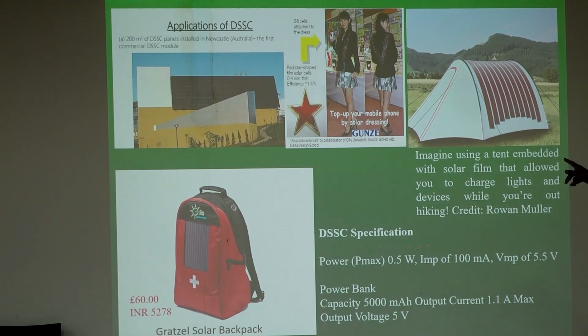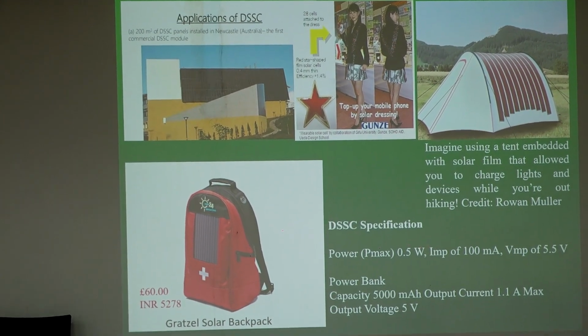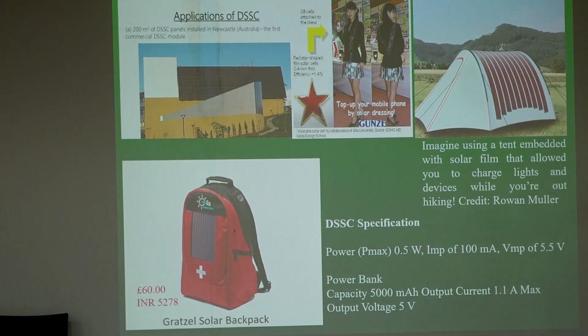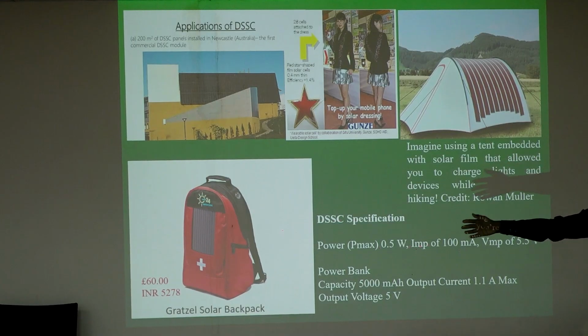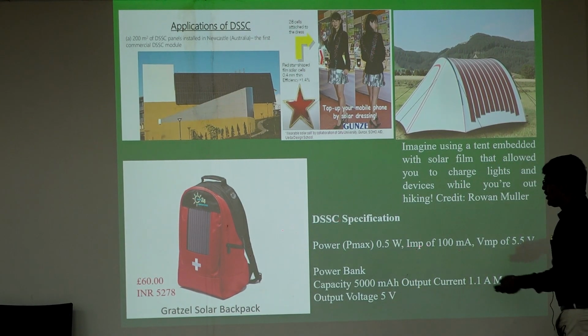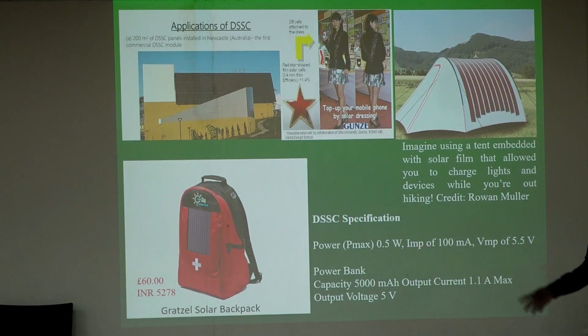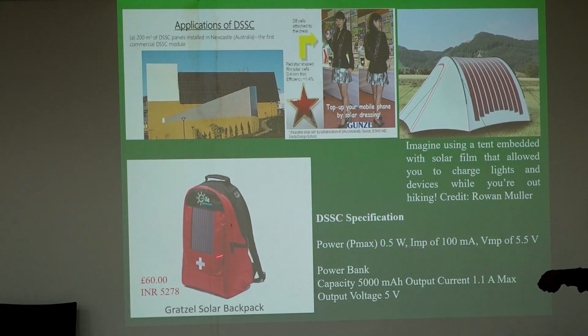And if you go to Japan, they use this in shirts and pants, and they can charge the phone. This is the flexible one we can use as a tent for military people. And this is the Great Cell Group. They are selling this one for 60 pounds, 60 euro, approximately 5,270. This bag has a solar cell they can put in the backside. That's the advantage. So this is the model.